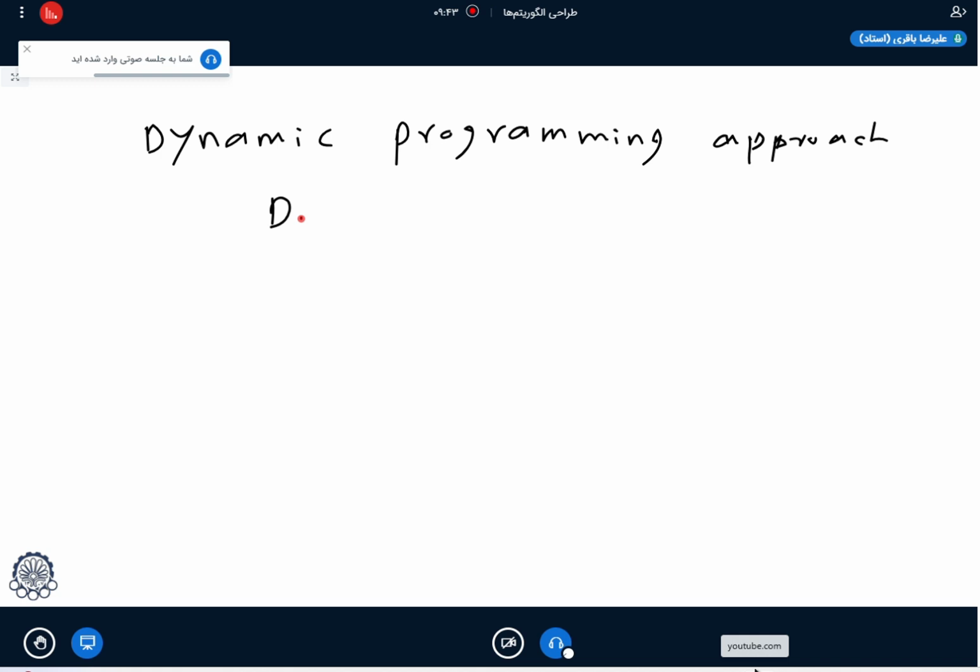We can say DP for short, dynamic programming approach. DP is similar to DC, but also differs in some aspect.